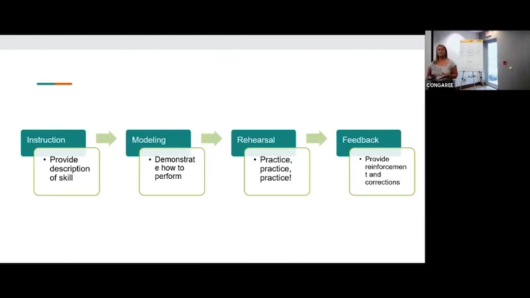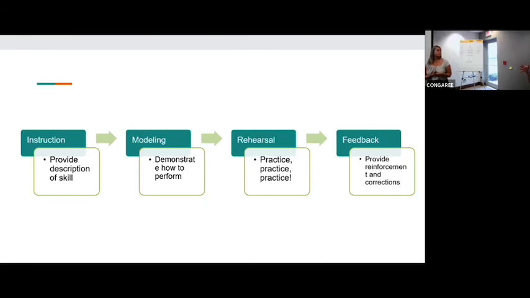And then the last step is feedback. We want to provide reinforcement and we want to provide corrections. So that feedback is telling that student the consequence. Is that consequence going to increase their behavior or decrease? We want it to increase it. So we want to provide that reinforcement, whether it's set up in the beginning of they get something tangible and that social praise, or just that social praise. In addition to the reinforcement, we want to add those corrections, maybe those prompts to help them do it correctly so they can get that reinforcement. So those are those 4 steps.